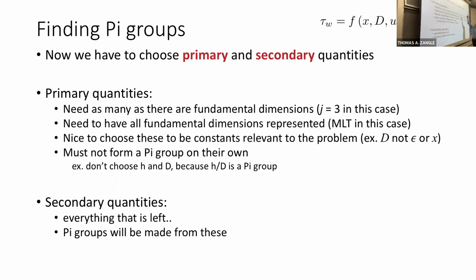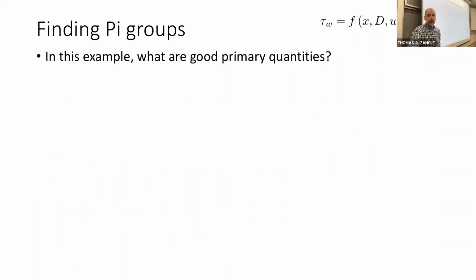So that K is equal to N minus J is actually directly related to how we're going to make these pi groups. It tells us how many secondary variables there are in that expression. You're solving for how many secondary quantities there are, and those are the variables that we're going to use to make pi groups. So let's look at this example.